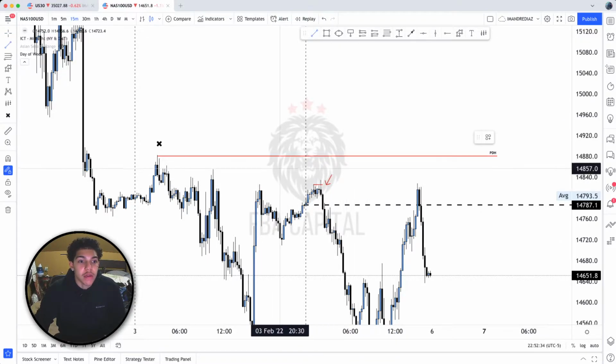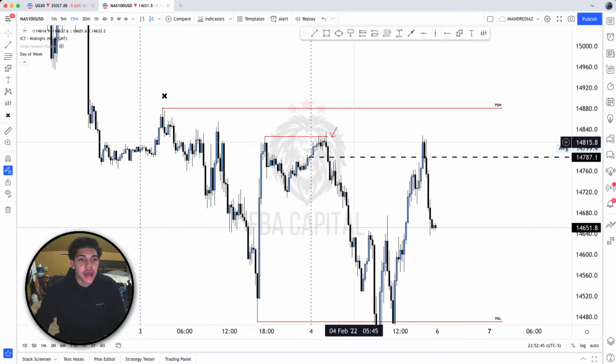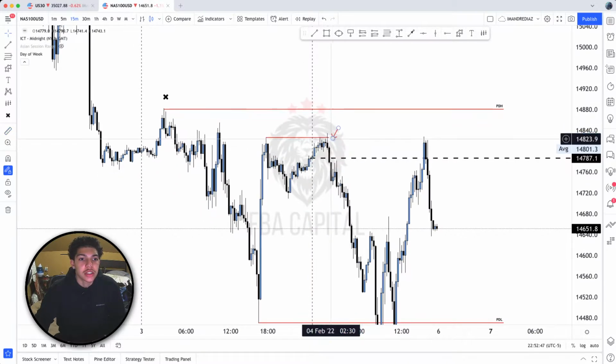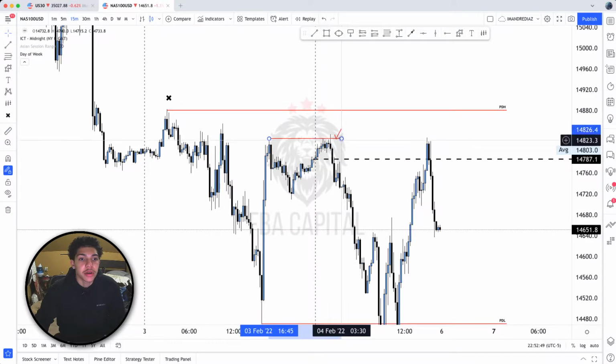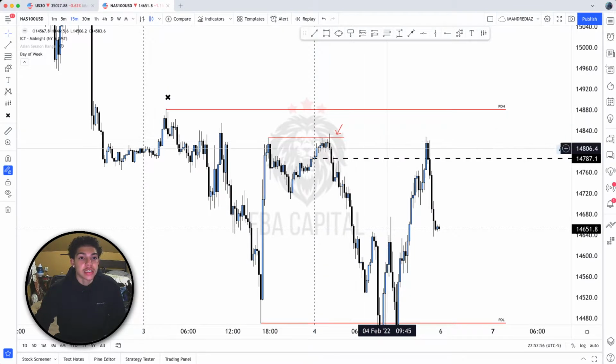If you look to the left, it is almost an equal high right here. Price cleared this equal high, made the high of the day during the London session, and then overall reversed from here and never came back higher. We did get pretty close over here, but we never came back to this high right up here. So that's something we're going to keep in mind.